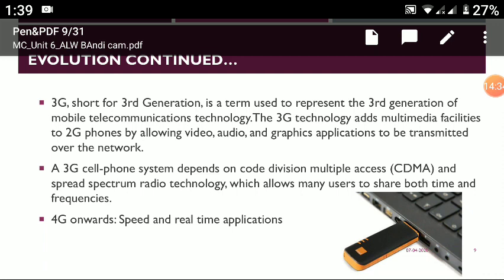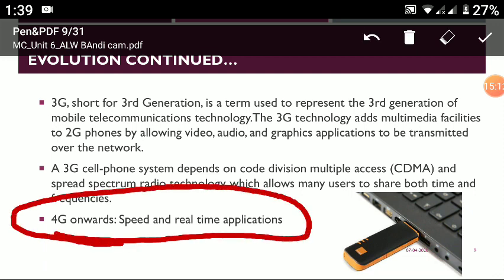and 2.5G. A 3G cell phone system depends on code division multiple access, CDMA, and spread spectrum radio technologies, which allow many users to share both time and frequency. Means CDMA technology has been one advantage. So you can also utilize frequency hopping, a concept you will learn in digital communication in third year. From 4G onward, the speed and real time applications are the most advantageous part of 4G technologies.